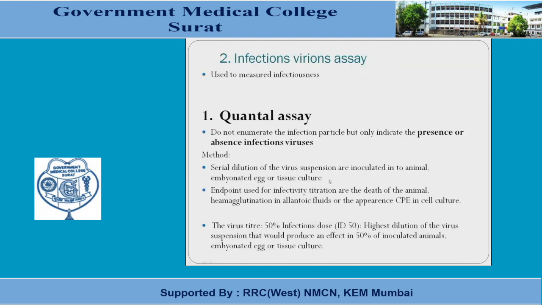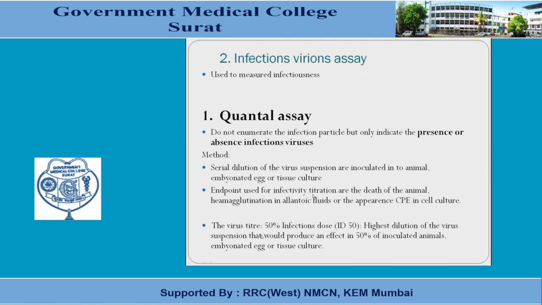Second is the infectious virion assay, which is used to measure infectiousness. The quantal assay does not enumerate the infectious particles but only indicates the presence or absence of the infectious virus. Our method is serial dilution of the virus suspension, inoculated into the animal, embryonated egg and tissue culture. Endpoints used for infectivity titration are the death of the animal, hemagglutination in allantoic fluid or the appearance of CPE in cell culture.